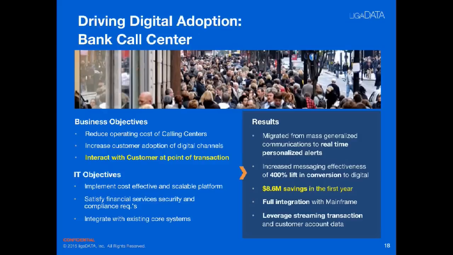So here's one of the use cases that deal with a bank, an existing customer. Driving digital adoption, a bank call center. They had an integration with a call center where people were calling in. They were pulling up the records and doing some analysis and scoring on the records of the people, analyzing their particular calls and communications. They were able to get about $8.6 million in savings in the first year. They were trying to increase the messaging effectiveness, and they got about a 400% increase or lift in conversion from the phone calls to digital. So that's one of the use cases of Kamanja in production.